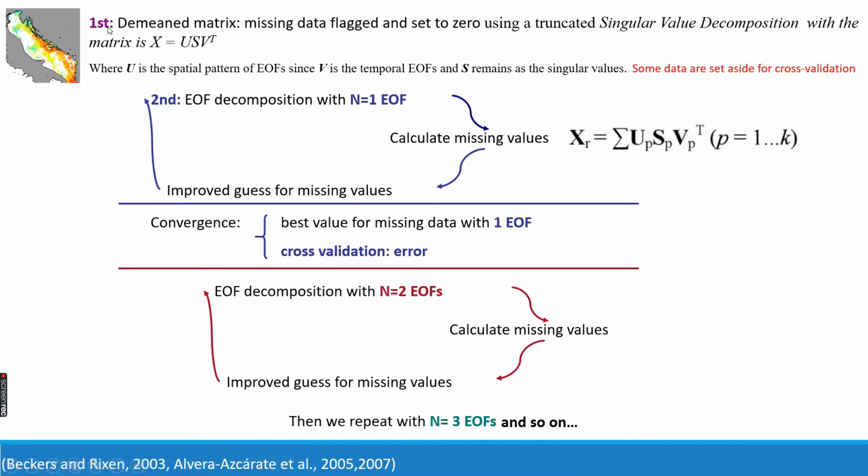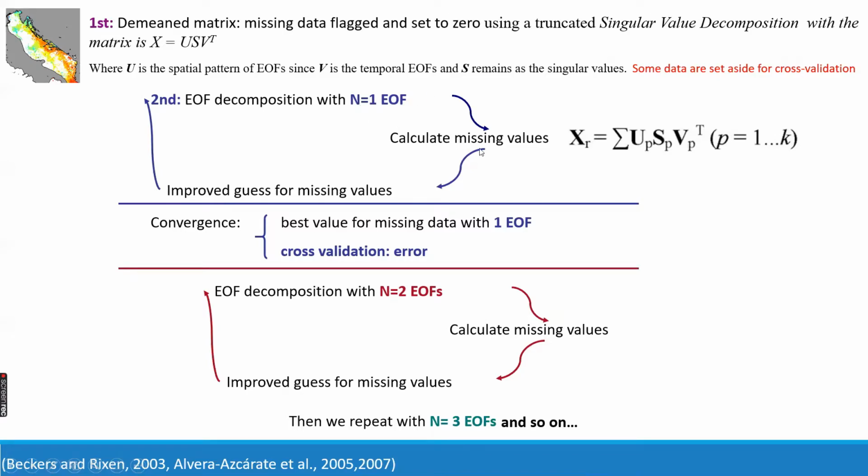Here, the first attempt that we have done is to take the matrix with a missing data flag and set it to zero, using the truncated singular value decomposition with the matrix X equals U S V transpose, where U is the spatial pattern of the EOF, V is the temporal part of the EOF, and S is the singular values. We need to consider that some data are put aside for cross validation. After we retrieve the dominant matrix, we put it into the EOF decomposition, where the N value represents how many EOF modes have been used.